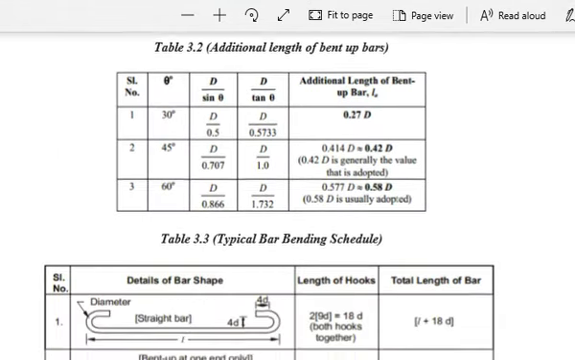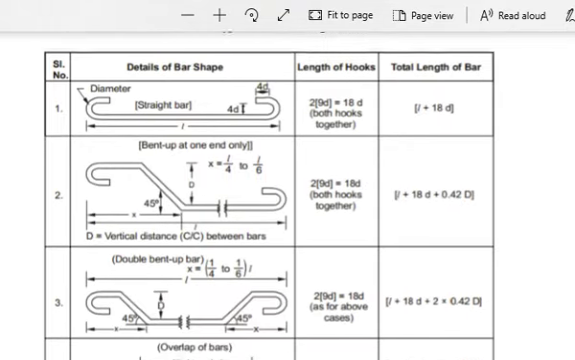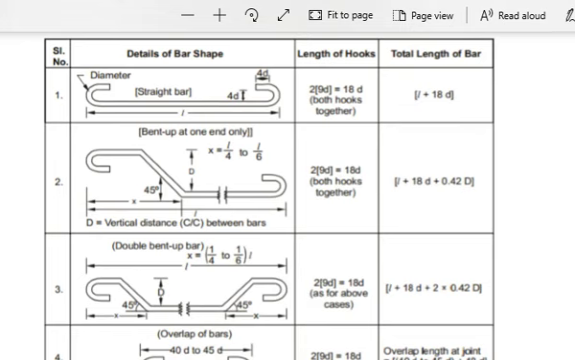Now see, this is a typical bar bending schedule. The table is given. My request to you is that you please go through the IS 2502 1963 PDF. If you find any doubt, post a query. I will respond over there. And in the next lecture, I will discuss this bar bending schedule. Okay. Thank you.